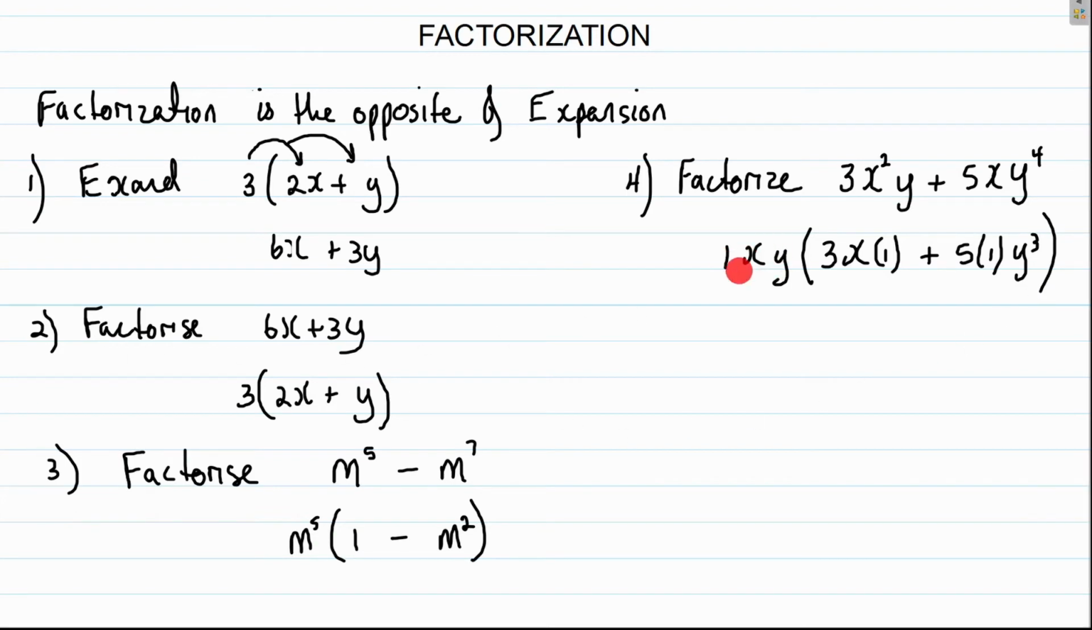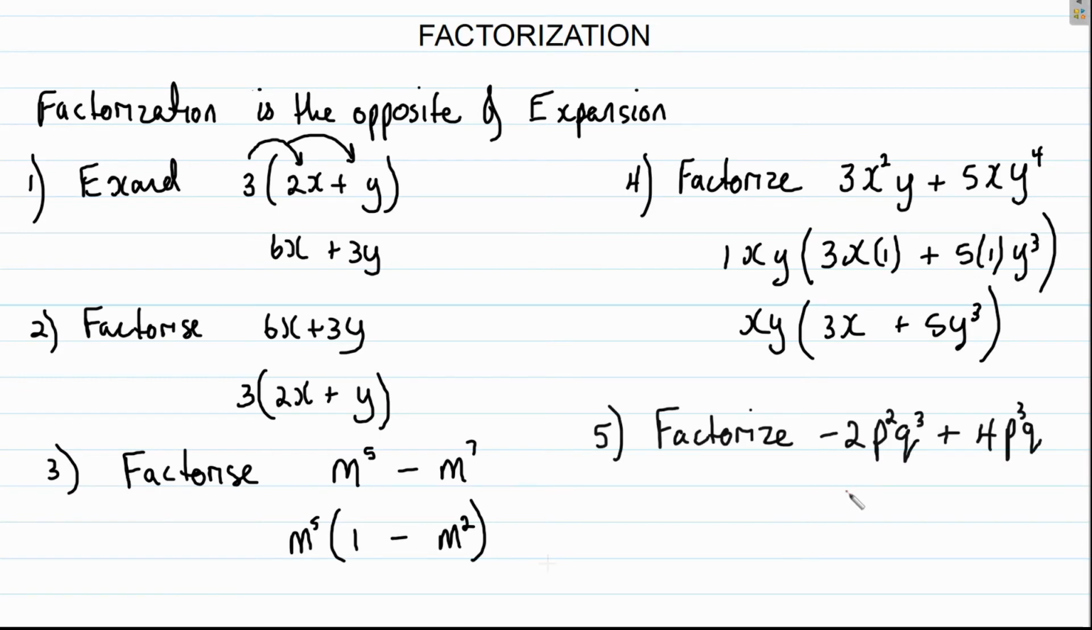Now 1xy is understood to be xy, so you don't necessarily have to write the 1 in front of the xy. So what I'll have is xy, open brackets, and 3 multiplied by x multiplied by 1 will simply give you 3x. And 5 multiplied by 1 multiplied by y cubed would give you 5y cubed. And that's your answer.